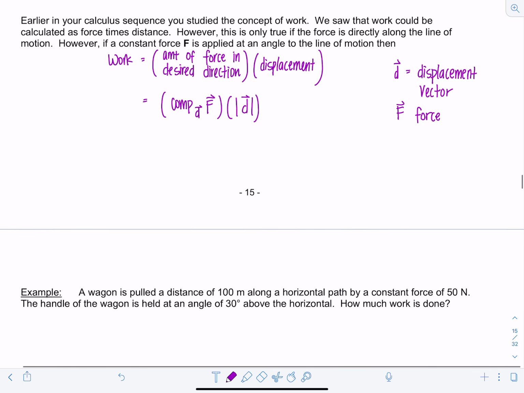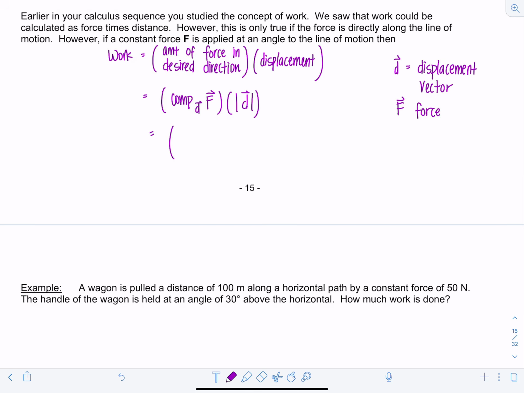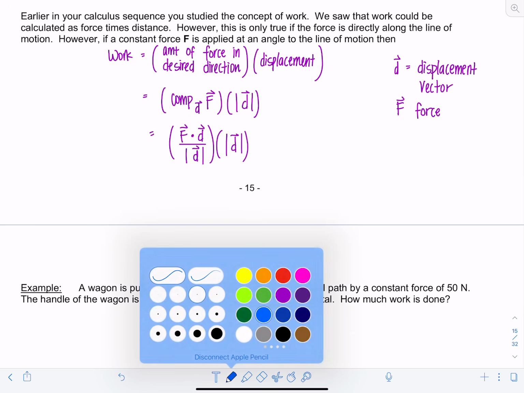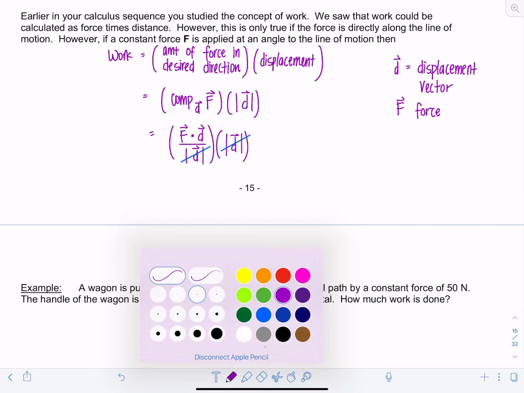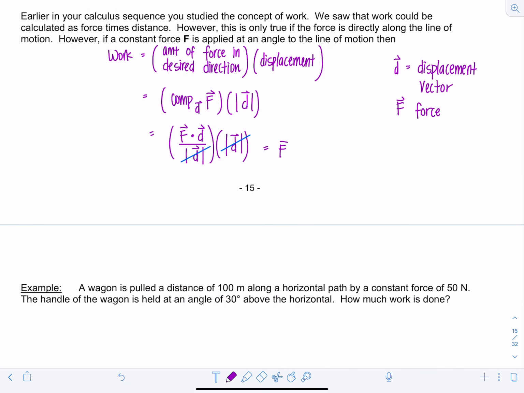And remember, our definition for the scalar projection is F dot D divided by the magnitude of D, and then I still have this magnitude of D here for the displacement, and so those will cancel out. And I'm left with the definition that probably you've seen before. So work is equal to the force vector dotted with the displacement vector, which we could also write, since we have our corollary, as the magnitude of F times the magnitude of D times cosine theta, the angle between them.